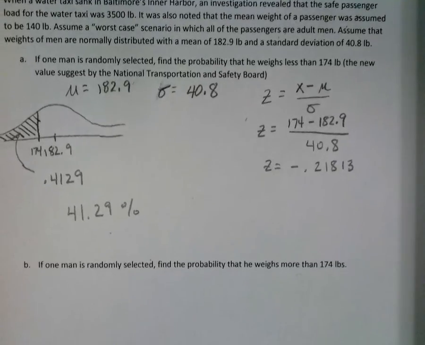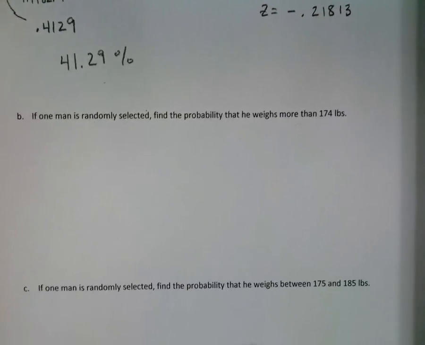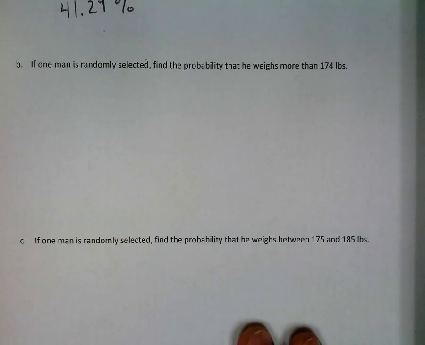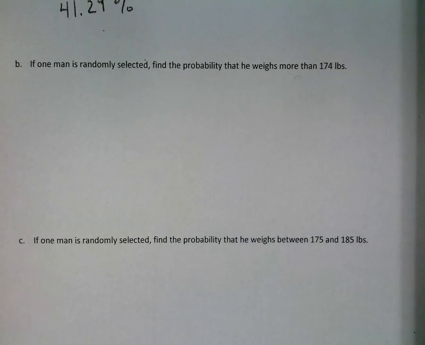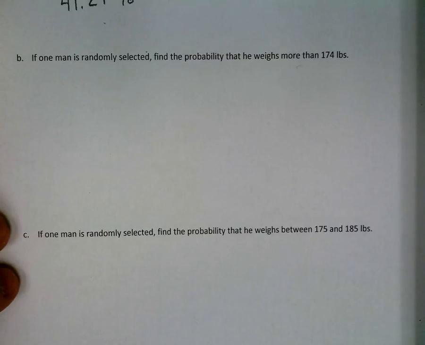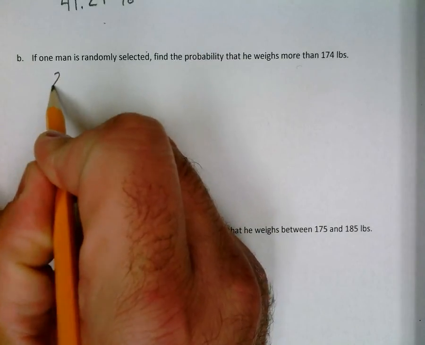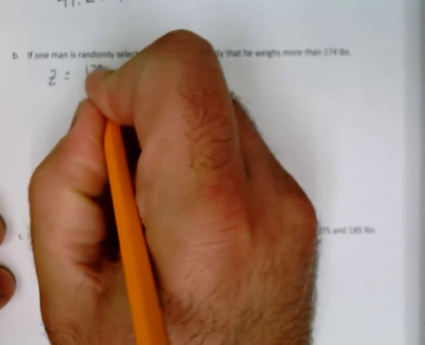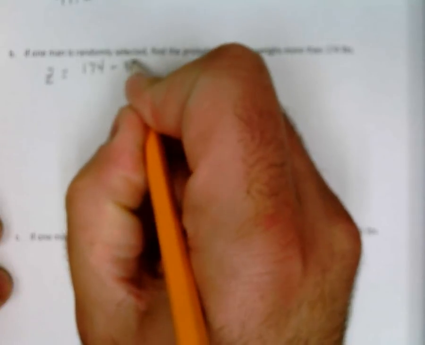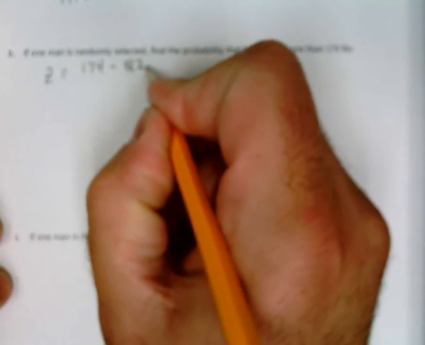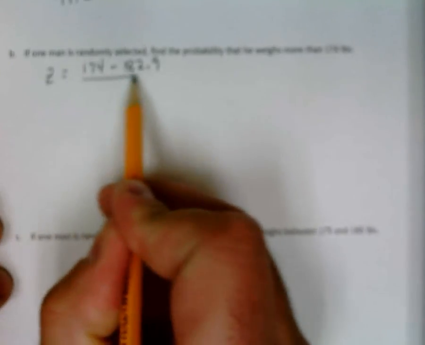If we look at the next question here, it asks us, if one man is randomly selected, find the probability that he weighs more than 174 pounds. Once again, we need to use our z-score, because our data is not standardized. So we need to standardize it by, once again, using our z-score. Our z-score is not going to actually change, because we're using the same number of 174.